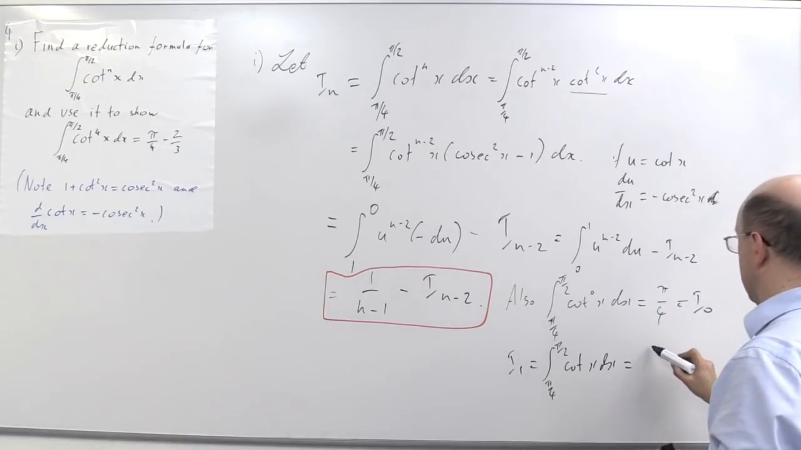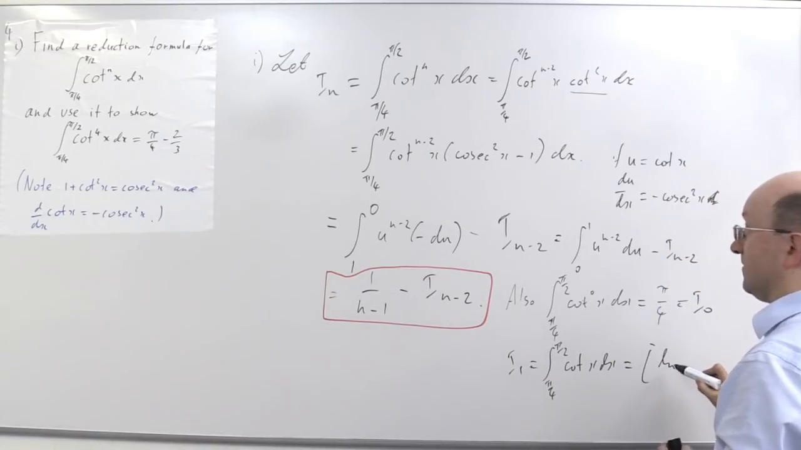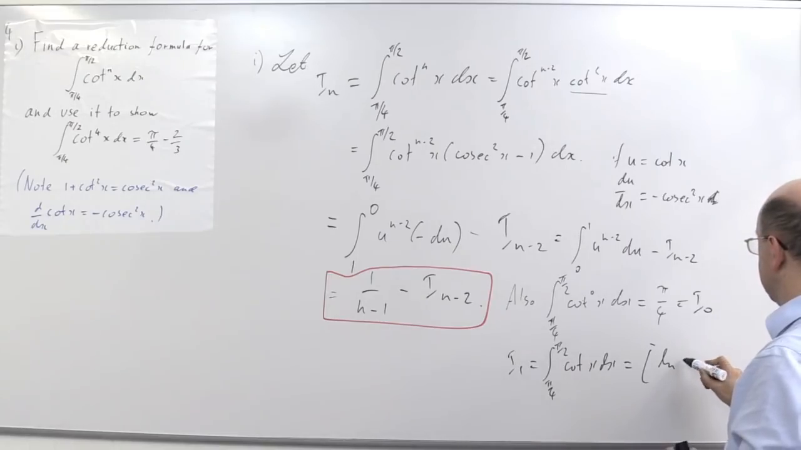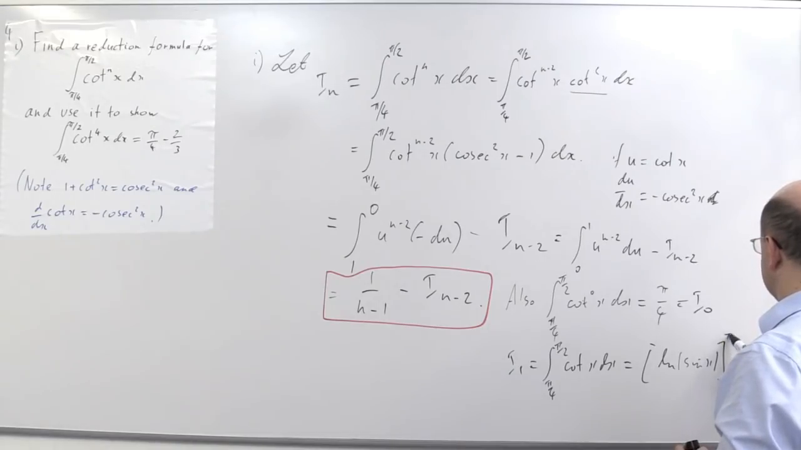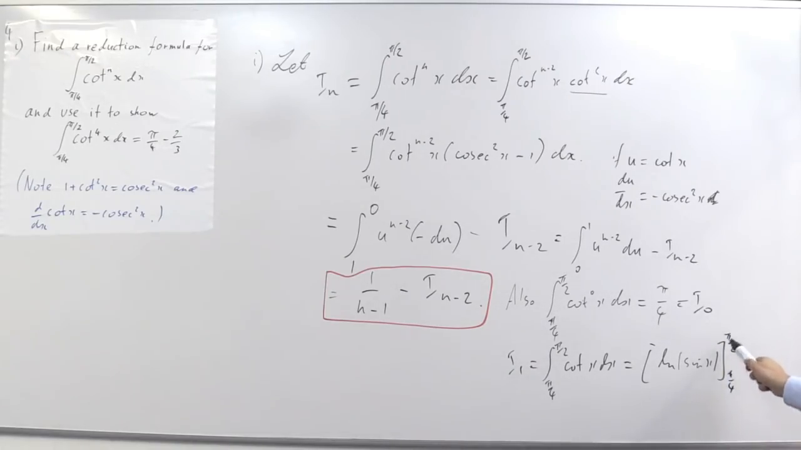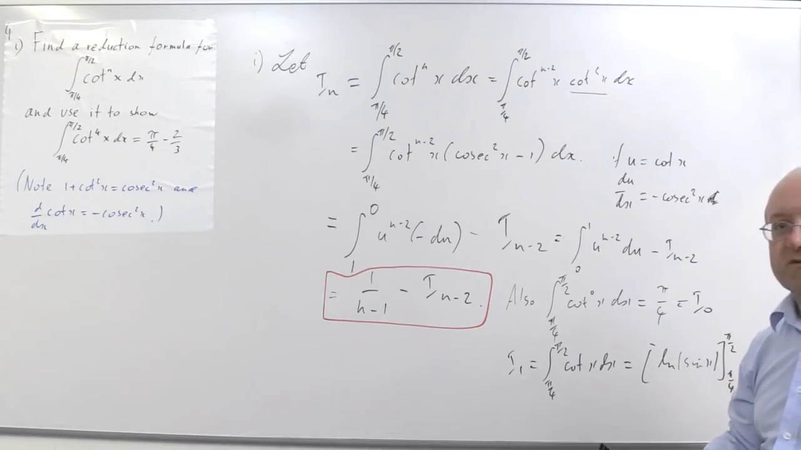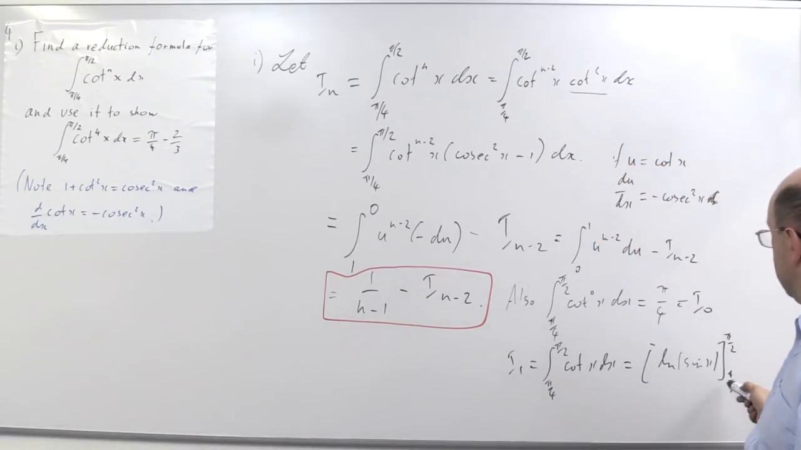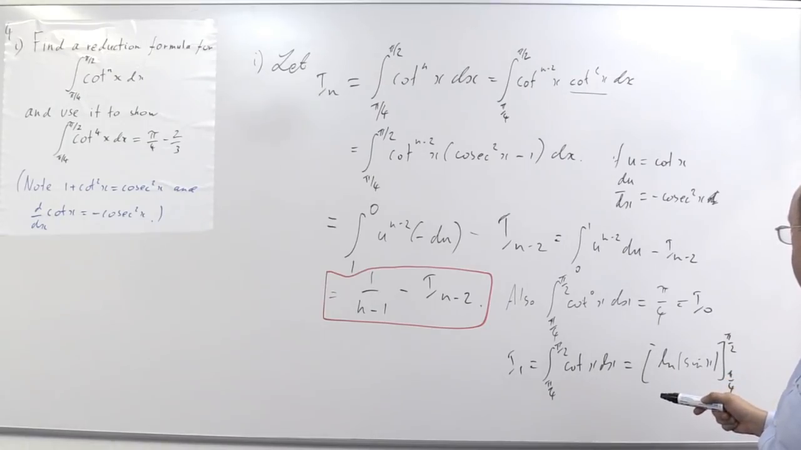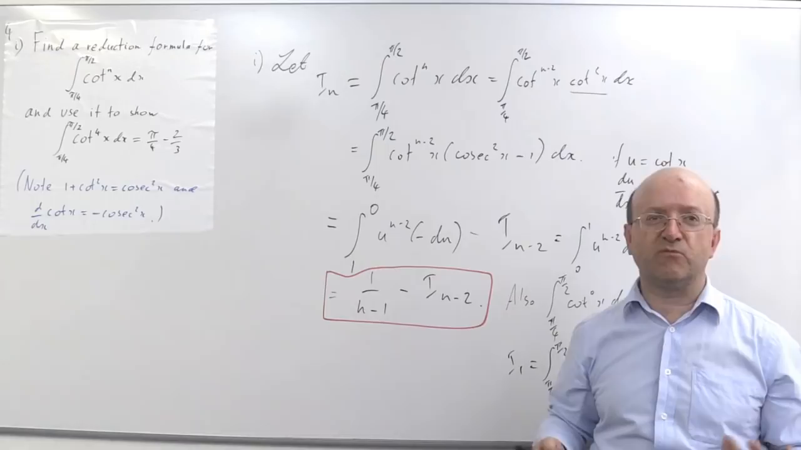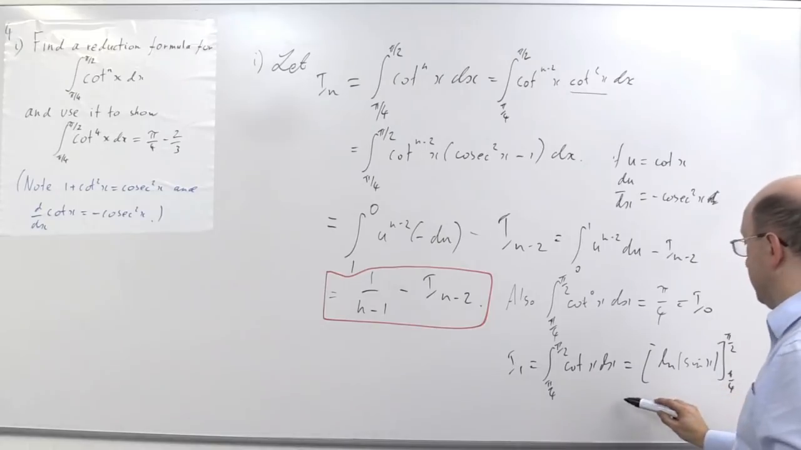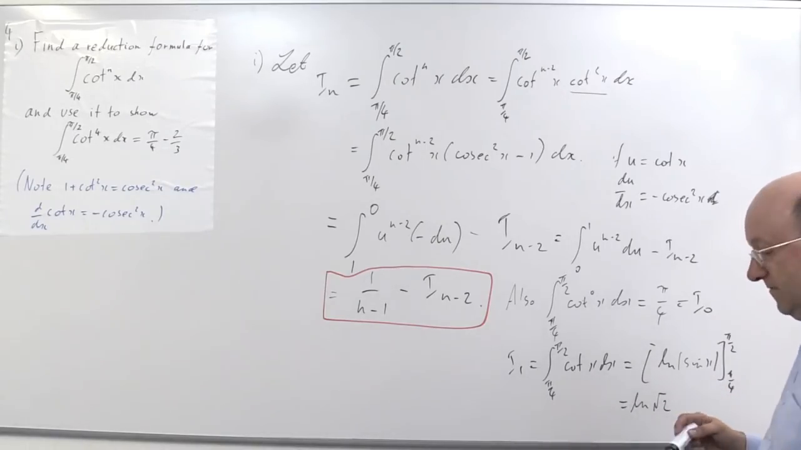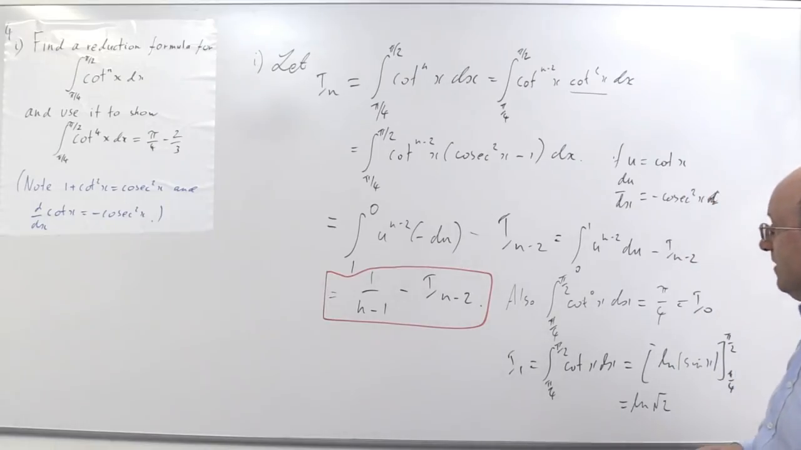Well, the integral of cot is log of sine, isn't it? From pi on 4 to pi on 2. Sine of pi on 2 is 1, so log of 1 is 0, so that's going to be 0. Sine of pi on 4 is 1 upon root 2, so log of sine of pi on 4 is log of 1 upon root 2. So it's actually minus log 1 upon root 2, so that's just log root 2. So this thing would in fact be log root 2, or half log 2 if you prefer. Okay, so that's our I0 and I1, our initial cases.